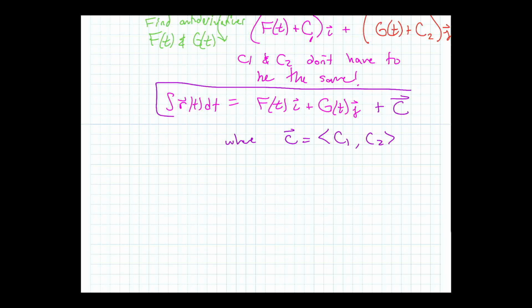So if you're doing the integral of r, and you get the antiderivative of the first one, i, antiderivative of the second one, j, plus a constant, just make sure you understand that your constant itself has i and j components, because each one of these came with their own separate constant. Constant for the x component, constant for the y component. Okay.